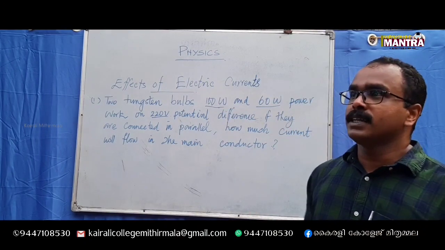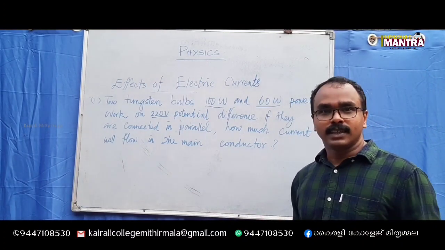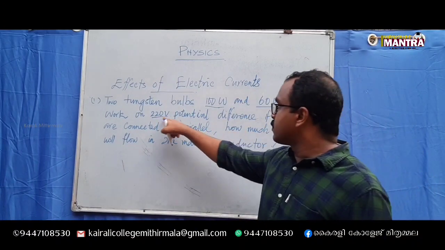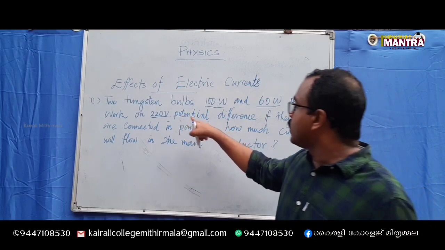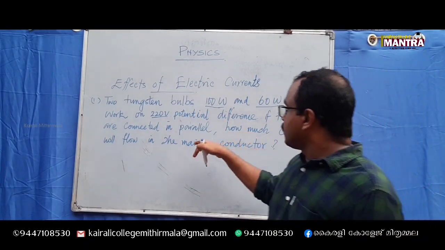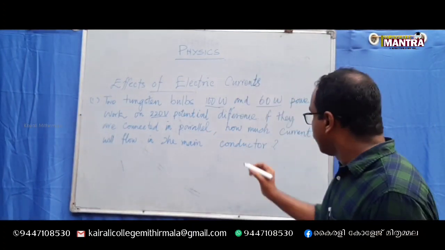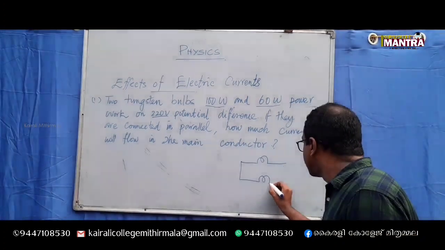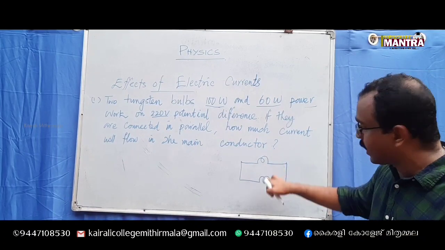100 watt and 60 watt, and you have to remember the unit of power is watt. So we have power information here and voltage information here, that is, these bulbs work on a 220 volt potential difference. Another important piece of information to remember is that these bulbs are connected in parallel combination. That means we have two bulbs connected in parallel like this.